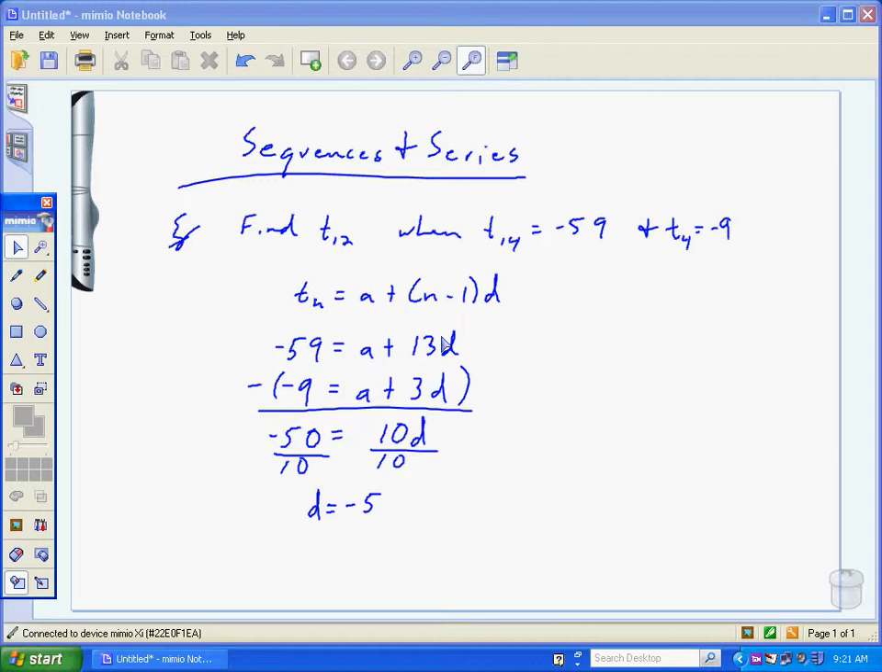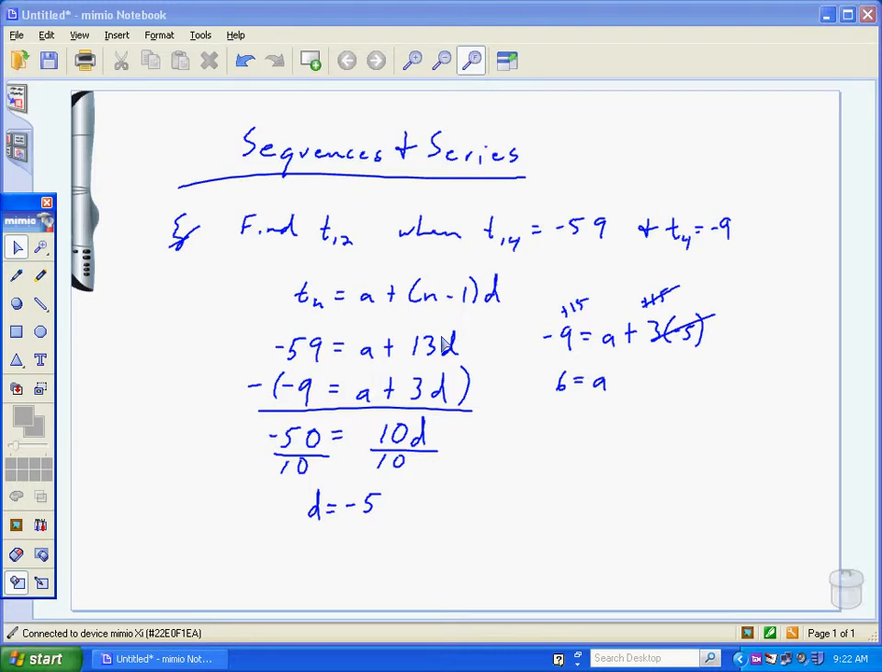Which one do you want to plug it into? First one or second one? Sure, I like the second one too. So we'll go negative 9 equals a plus 3 times negative 5. It's negative 15, right? So add the 15 over. That'll go. So I get 6 is our first term. Right? So that's our first term.